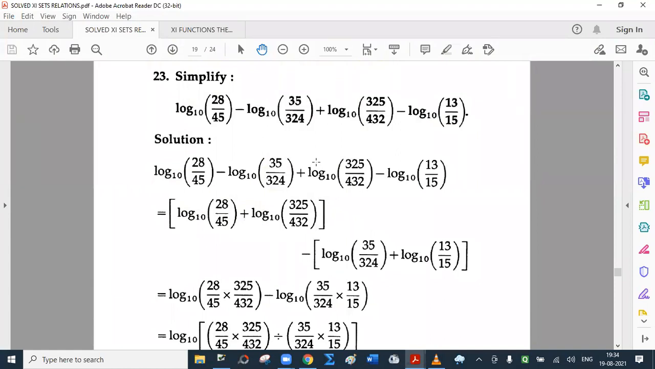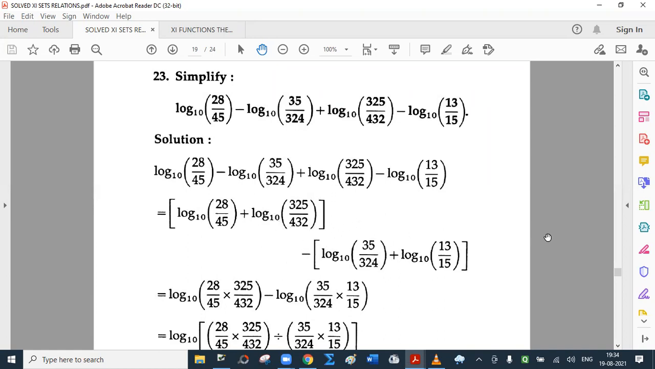We are asked to simplify this. Log of 28 by 45 to the base 10 minus log of 35 by 324 to the base 10 plus log of 325 by 432 to the base 10 minus log of 13 upon 15 to the base 10. Okay. Now, two groups are made. Minus sign is taken common from negative terms.